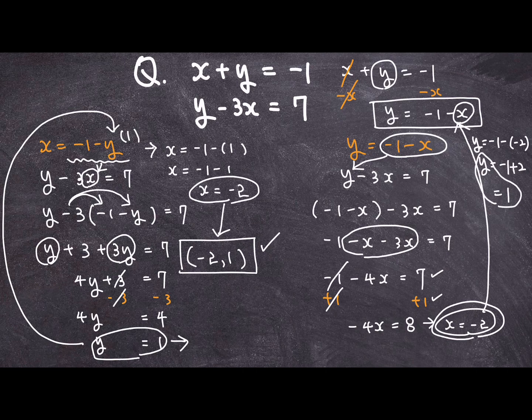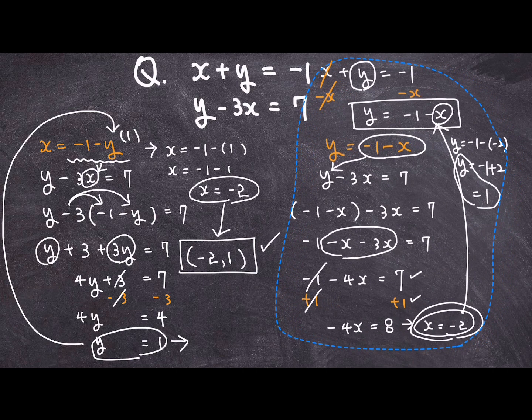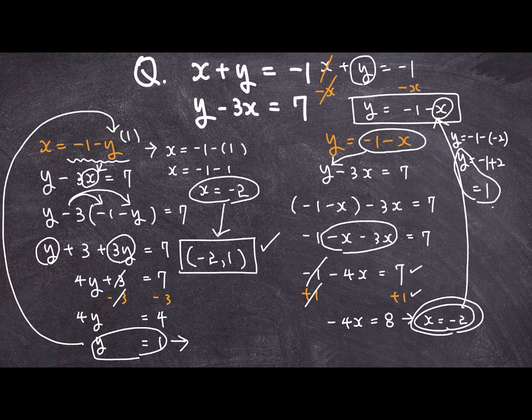So I can say that my final answer is, I am running out of space here. Let me put it... oops. Okay, let's combine these two pieces of information and say my final answer is (-2, 1), which is the same final answer as this one. Either way, I arrived at the correct final answer.